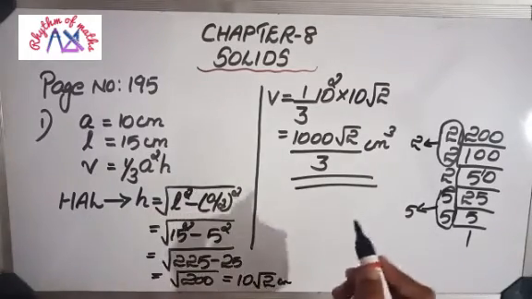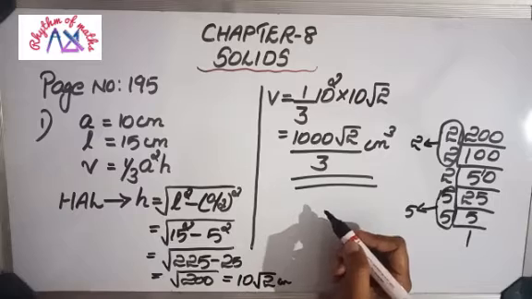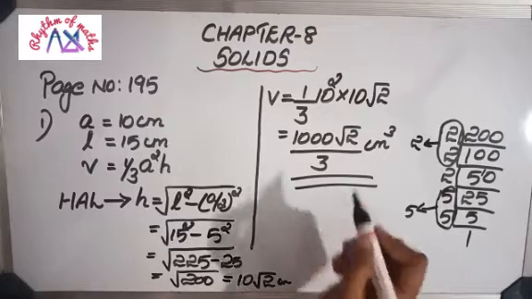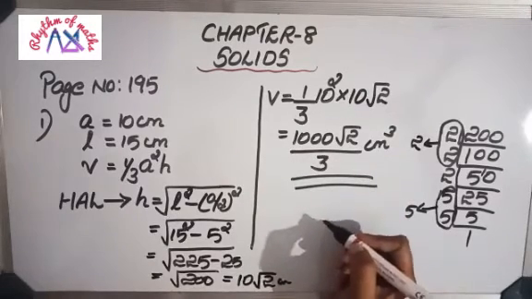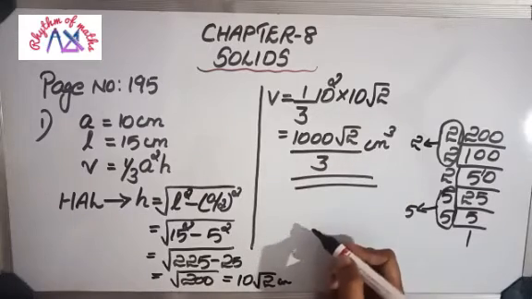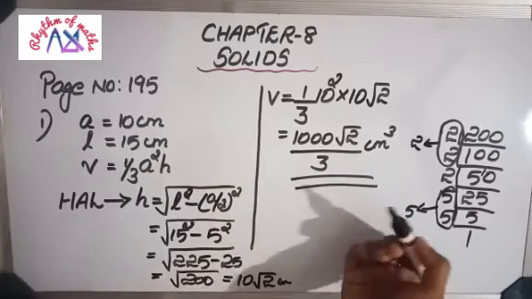If the question specifies to find the final value in decimal numbers, then you have to apply the approximate value of root 2 and multiply with that. Here it is not specified, so no need to do that.